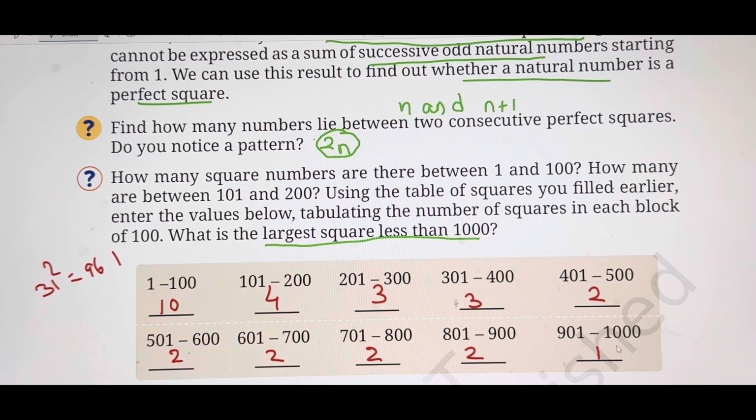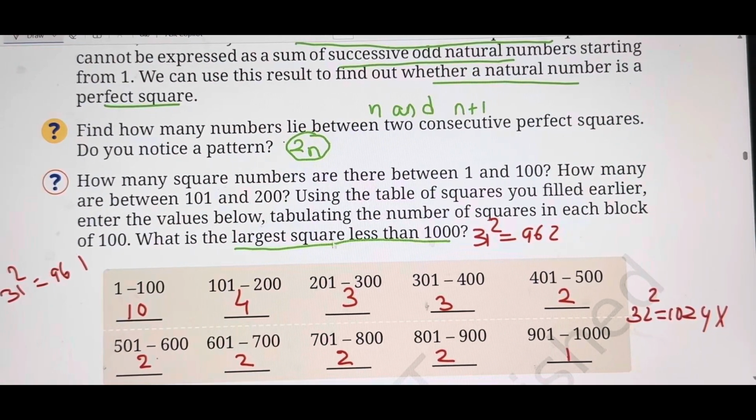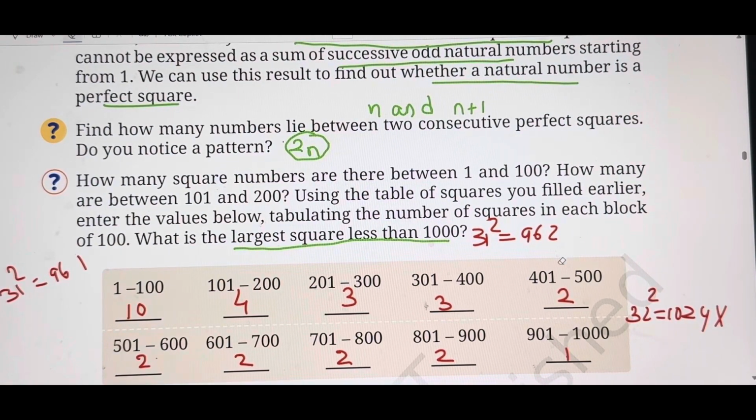There is another question asked: what is the largest square number less than 1000? That we already found out: 961, which is 31 square, because 32 square is 1024, which is more than 1000. So this will not come in the answer. So the answer is 961.